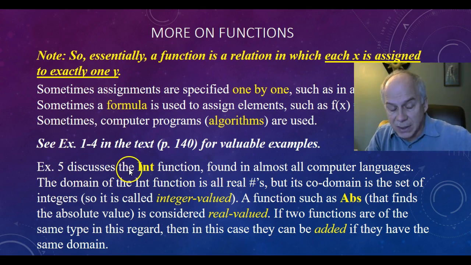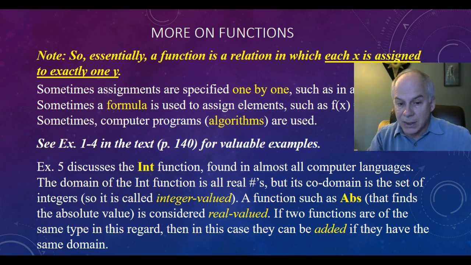Example 5 discusses the integer function, or int function. You can look at that in more detail in the text, but it's found in almost all computer languages. The domain of this integer function is all real numbers, so you can plug any real number into the function, but the codomain is the set of integers. So you can only get an integer out of this.